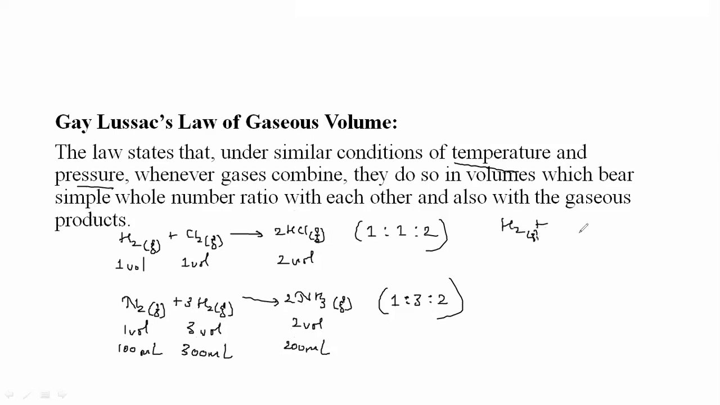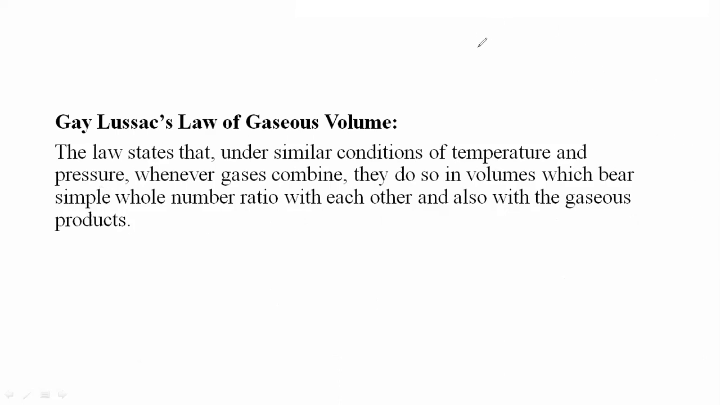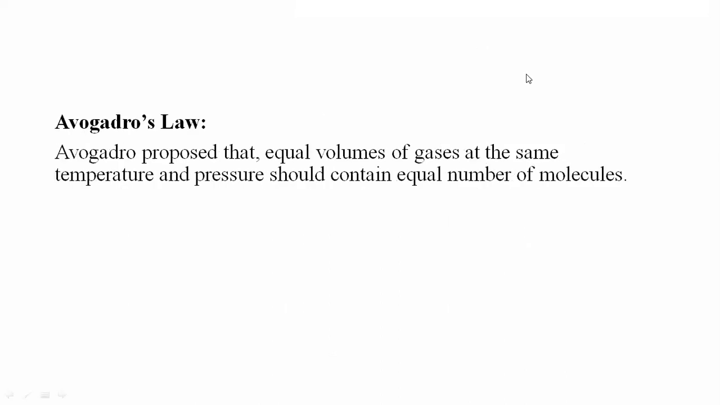Take one more example, formation of water. H2 gas plus O2 gas gives H2O. I can balance it by writing like this. I can say 2 volumes of hydrogen gas combines with 1 volume of oxygen, since I cannot write half here. So it is a simple whole number ratio. It gives me 1 volume of water. So 2:1:1. If I am taking 2 liters of hydrogen gas, I'll take 1 liter of oxygen and I'll get 1 liter of water. So this is Gay-Lussac's law of gaseous volumes.